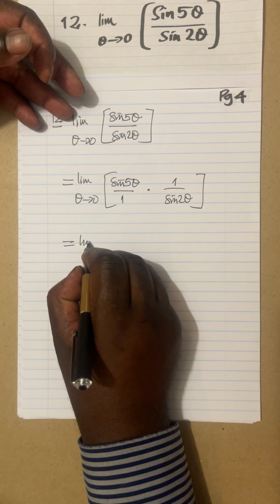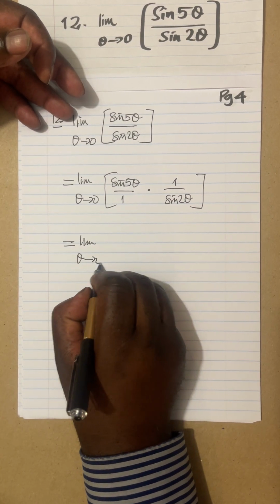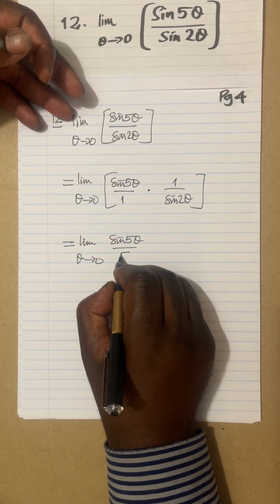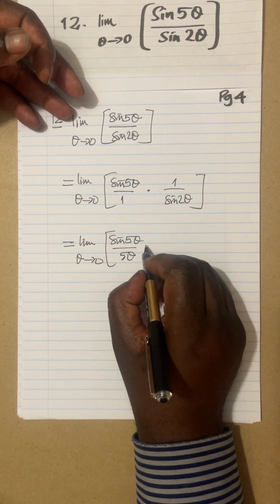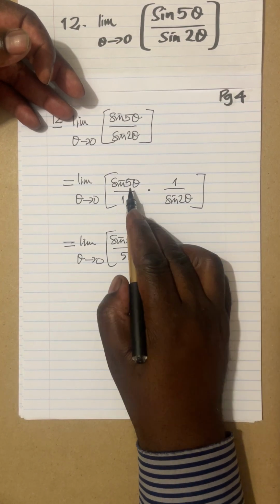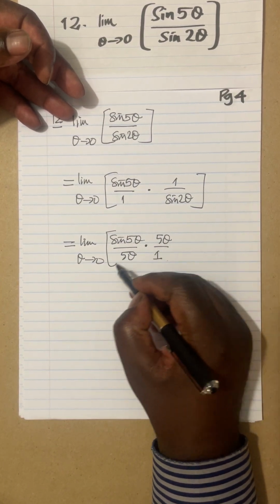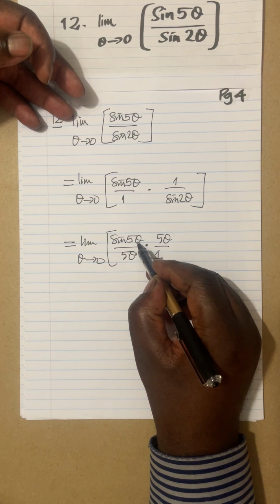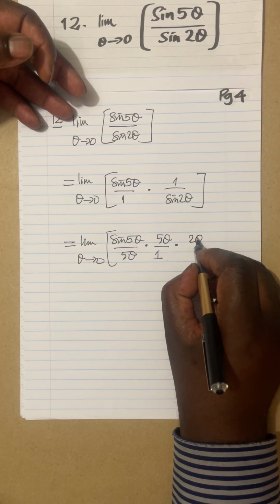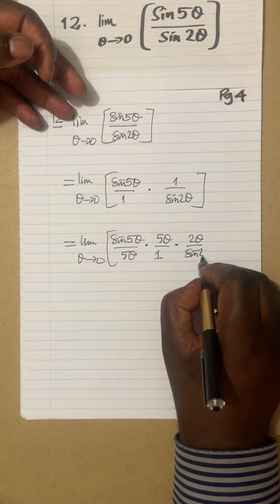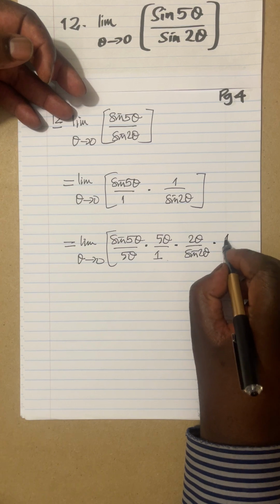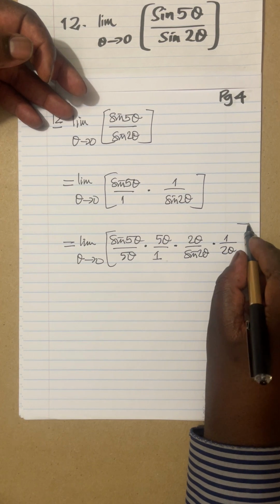So this is the limit as theta approaches 0 of sine of 5 theta all over 5 theta, and then I'm going to say times 5 theta over 1. See, that expression is exactly this one, because this can cancel. You can have sine 5 theta over 1, which is exactly what you have there. And then I'm going to say times 2 theta over sine of 2 theta, but I don't want to change this, so I'm going to say times 1 over 2 theta. Watch that.